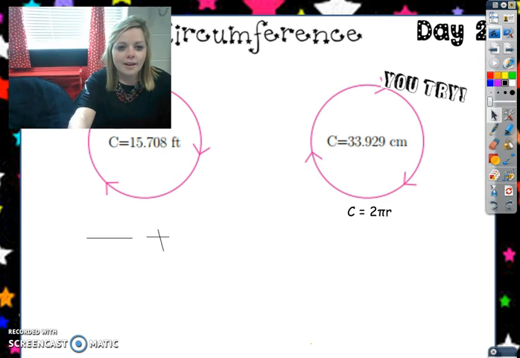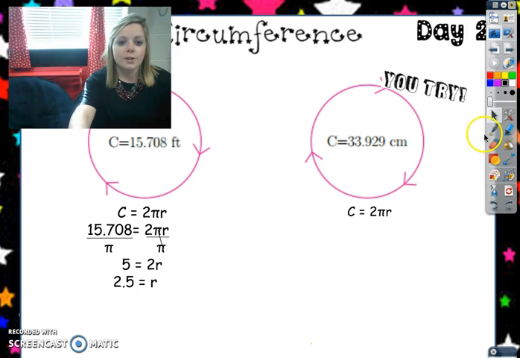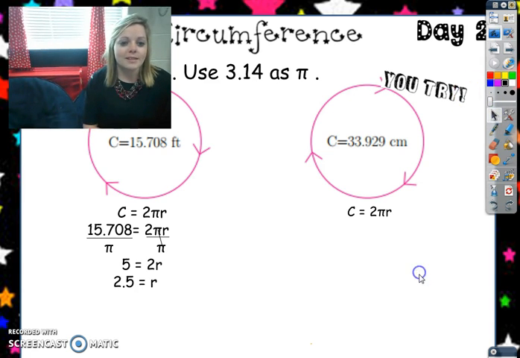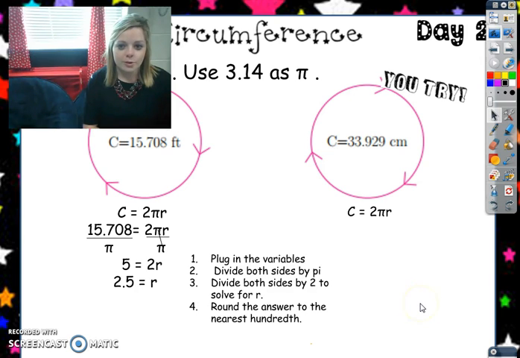So here are 2 more examples. In this one, we're trying to find the radius. We'll let Ms. Davenport have control. There we go. So we have circumference is 15.708 equals 2 times pi times the radius. You can solve for this one. This is a multi-step equation here.